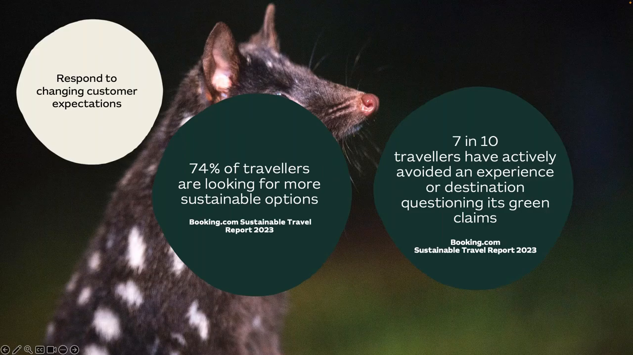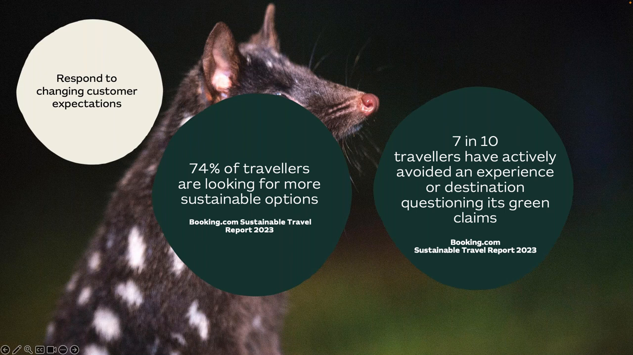So what we do know is that the customer's or the traveler's expectations, wants and needs are changing. And each year there are various sustainability reports that come out. This is from Booking.com, and their Sustainable Travel Report of 2023 said that 74% of travelers are looking for more sustainable options. And that figure is increasing more and more. So the chances are that travelers coming to Australia are looking for these more sustainable options. And therefore we have a great opportunity to be one of those options that they may consider.